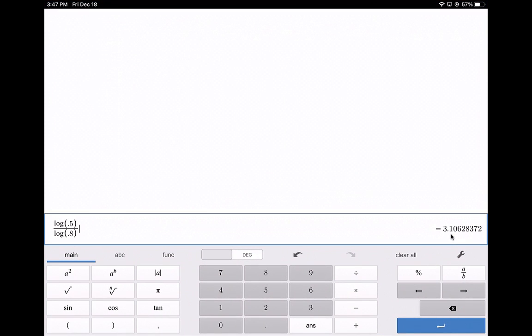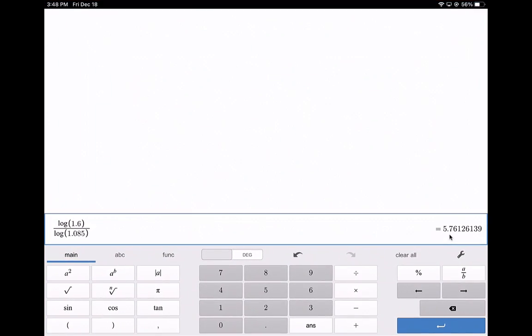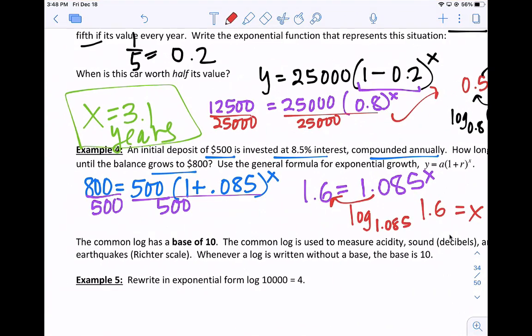It'll be log of 1.6 divided by log of 1.085. So again, log of the second number over log of the base. And it will take about 5.76 years for our $500 to grow into $800. So x equals 5.76 years. That's a very good interest rate, of course, 8.5%.